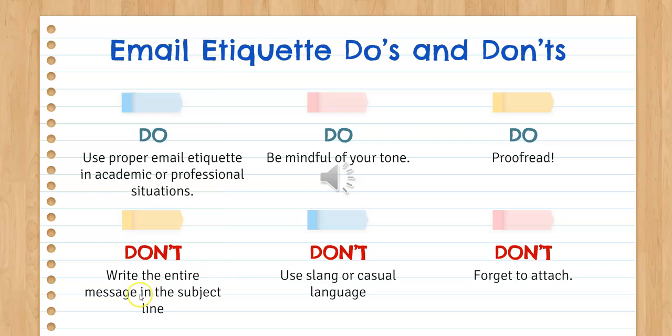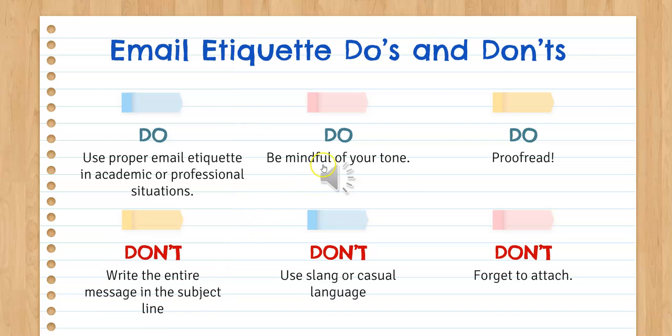If you are emailing your friends or family, maybe you can be a little bit more casual. But when it comes to school and work or a job that you want, you need to use proper email etiquette. Don't write the entire message in the subject line. Again, subject line should be short and clear.